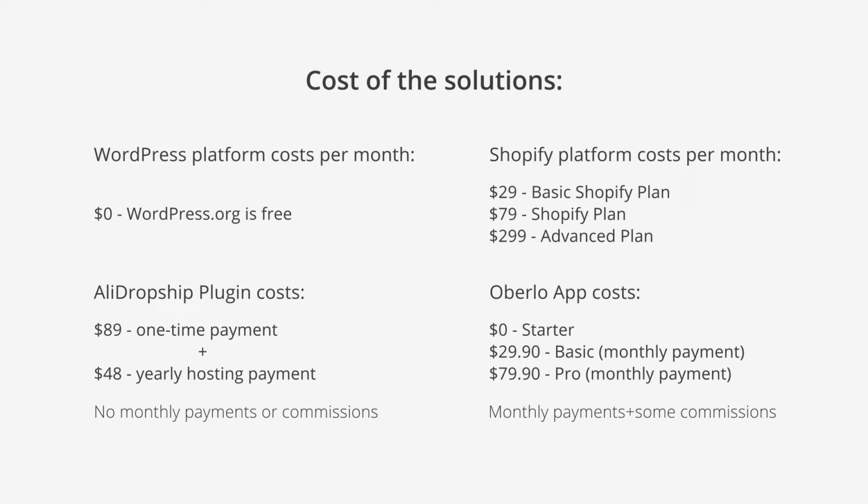Oberlo app cost starts from zero, for example, if you have less than 50 orders per month, but we are sure that it's not the amount of sales you really deserve, so basic plan costs $29.90 and Pro plan $79.90. Do you see this enormous difference in the cost? One-time payment without recurring fees versus monthly payments and fees or commissions. Oberlo and Shopify cost a fortune in the long-term run.